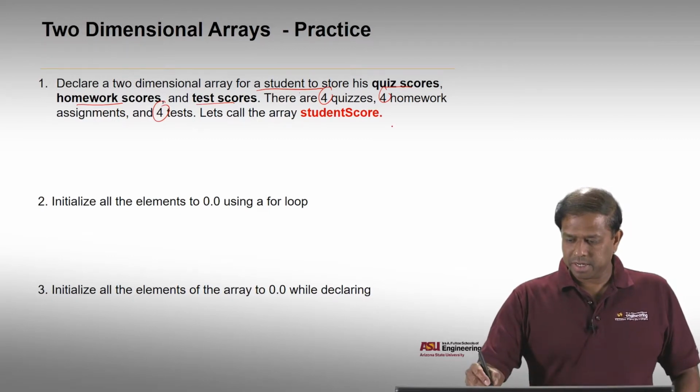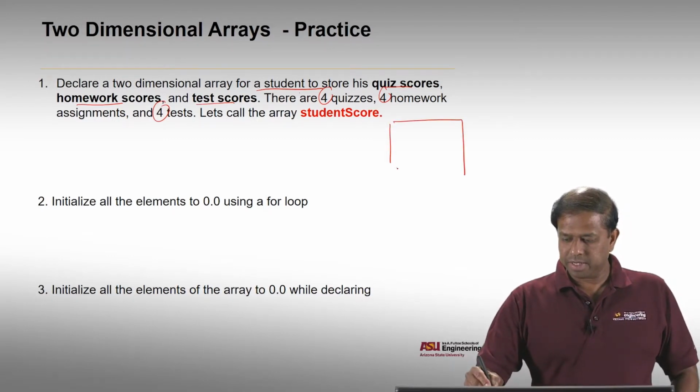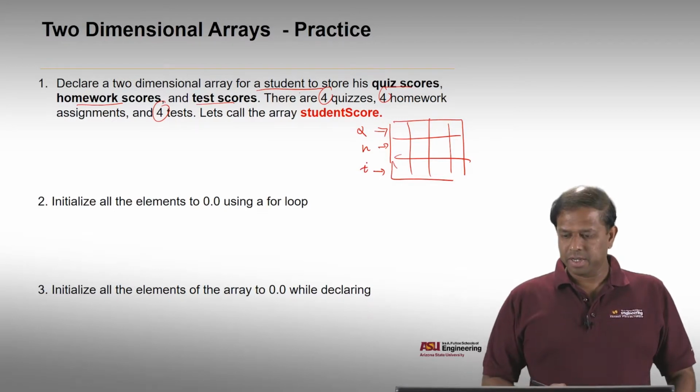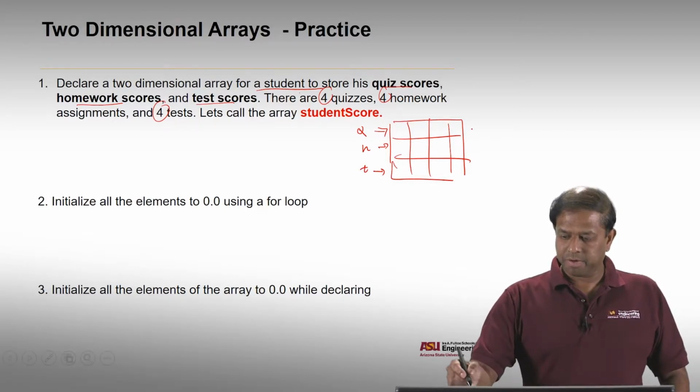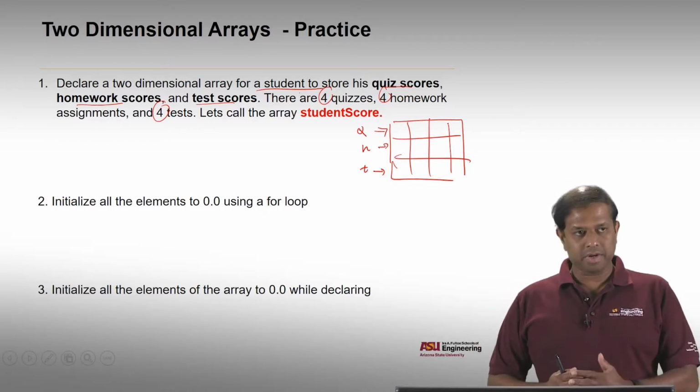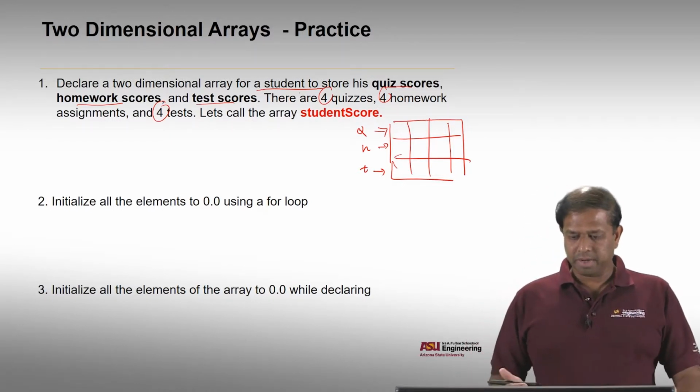So essentially it's going to be something along this line, where we have 3 rows and then 4 columns. The first row can represent the quiz, the second row the homework, and the third row the test. So this is going to be the quiz, this is going to be the homework, and this is going to be the test score. Since we have 4 of each of these, we have 4 cells to represent quiz, homework, and test scores.